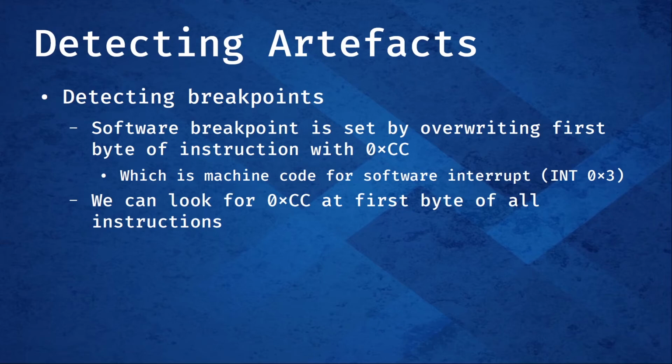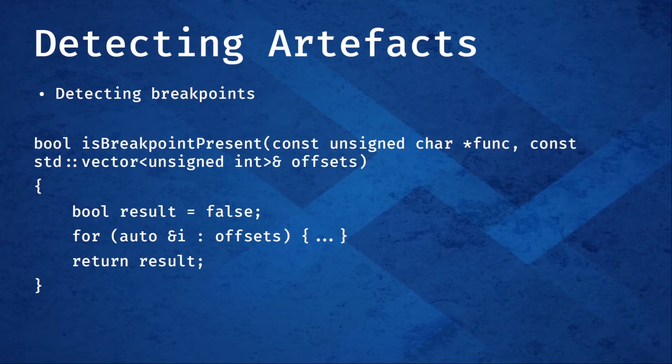Then to detect a breakpoint, what we can do is try to see if 0xCC is present at the first byte of all the instructions that we want to monitor. But this particular technique works only when the analyst is going to set a breakpoint, otherwise it is not going to work. So generally it is not really used in isolation. It is used in combination with some other techniques that we have already covered.